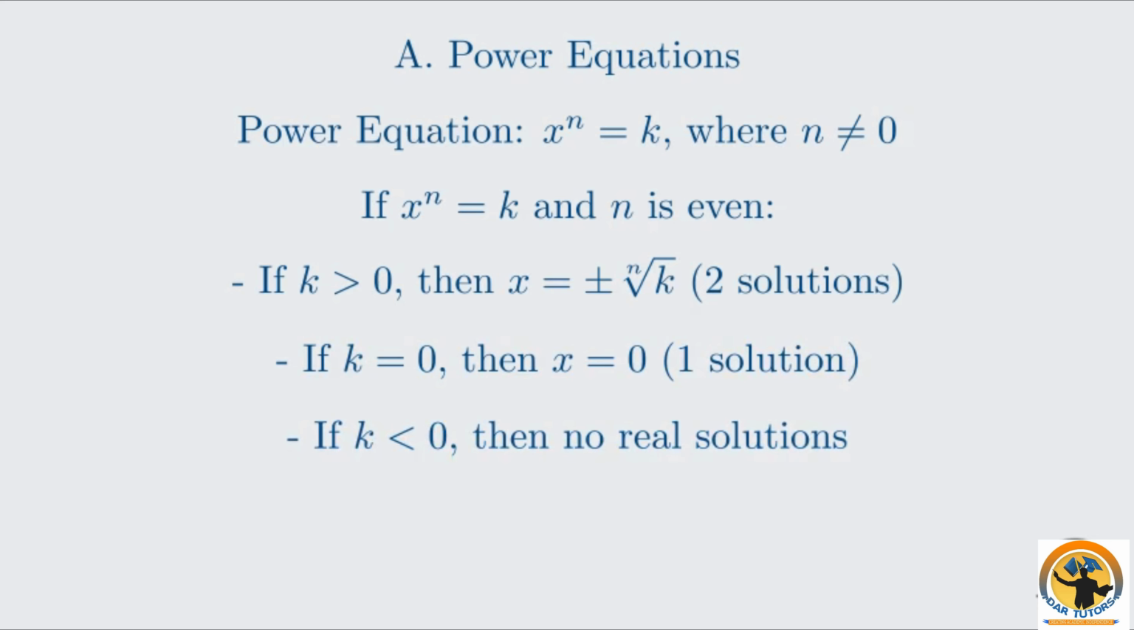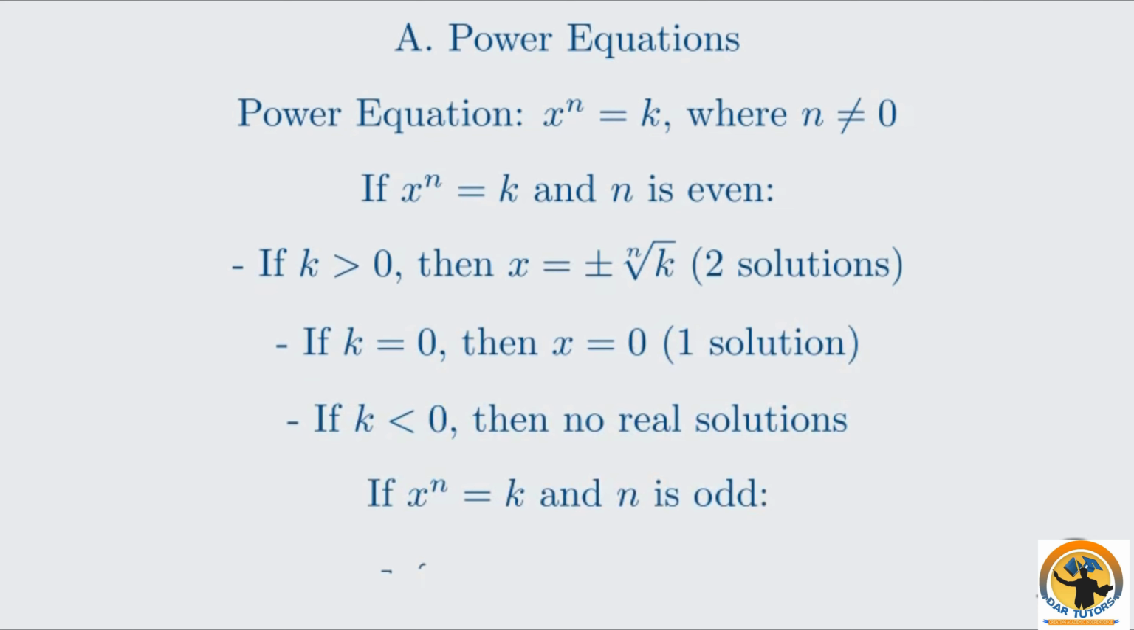Now, let's look at the case where n is an odd integer, such as in x cubed equals 8. An odd number raised to a positive value is positive, and to a negative value is negative. This means there will always be exactly one real solution, regardless of the value of k. The solution is simply x equals the nth root of k. Let's apply these rules to solve some examples.